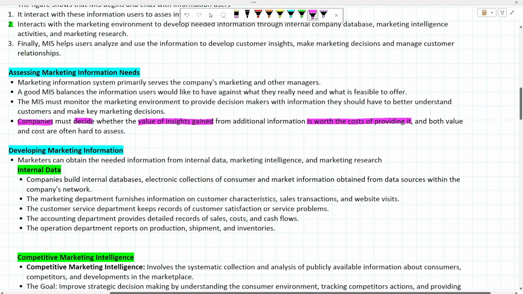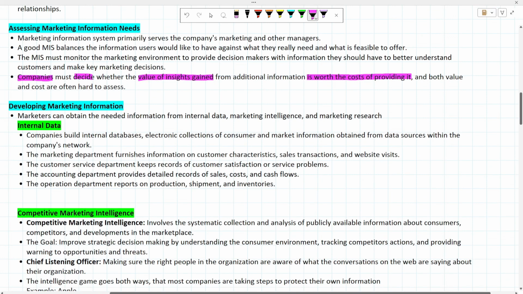So, developing marketing information: marketers can obtain the needed information from internal data, marketing intelligence, and marketing research. So, internal data. Companies build internal databases, electronic collections of consumer and market information obtained from data sources within the company's network. The marketing department furnishes information on customer characteristics, sales transactions, and website visits.